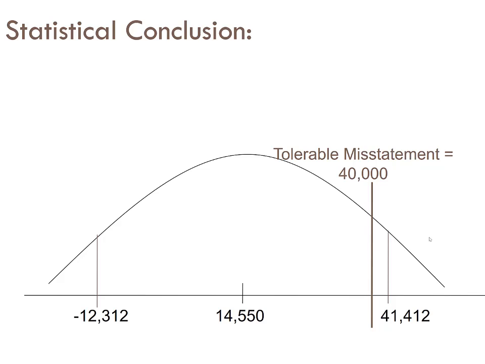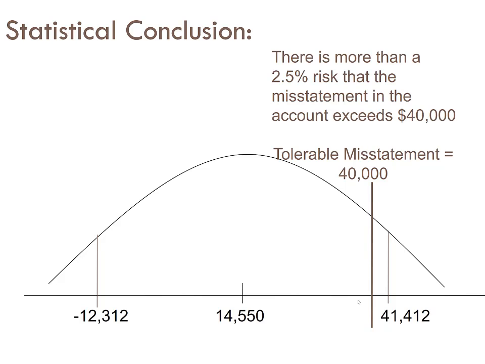And so when we look at it again, we see that our tolerable misstatement was 40,000. That's inside the bounds, which is a bad thing. We will conclude that this account is materially misstated. And remember, the whole point of using statistics in auditing is so that we can quantify the risk. Remember in the tail here, there's a 2.5% chance from this line that the misstatement is higher. Well, if our tolerable misstatement is inside the bounds, we say that there's more than a 2.5% chance that the account is misstated by more than $40,000.